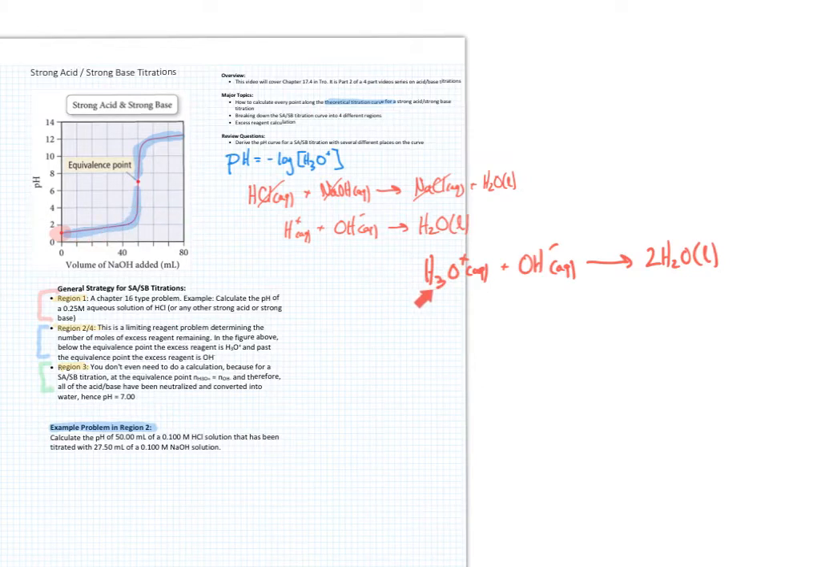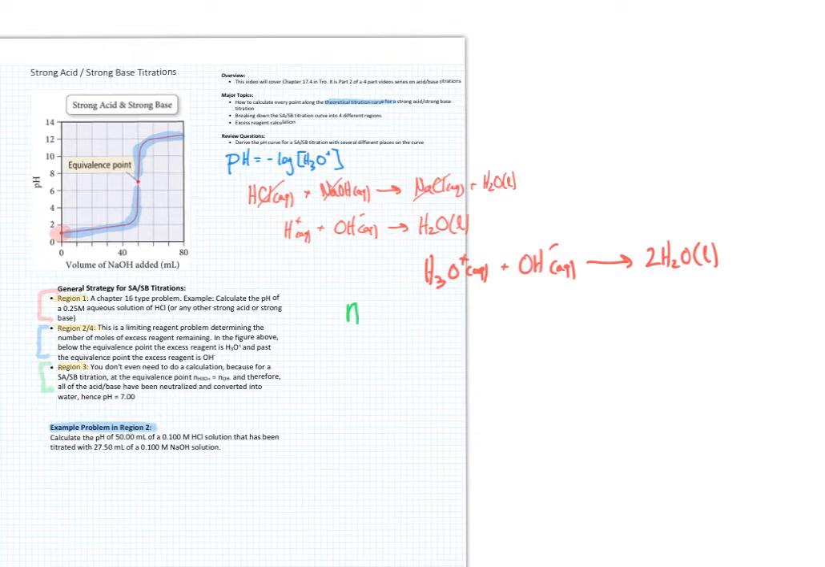Remember, this is our guiding equation. H3O plus plus OH minus yields 2 water. That's a neutralization reaction. It's the net ionic equation. We've gotten rid of the spectator ions, gotten rid of the sodium, gotten rid of the chloride. All right, so I'm going to create a mole table. It's going to look a lot like an ICE table, but it's not exactly an ICE table.